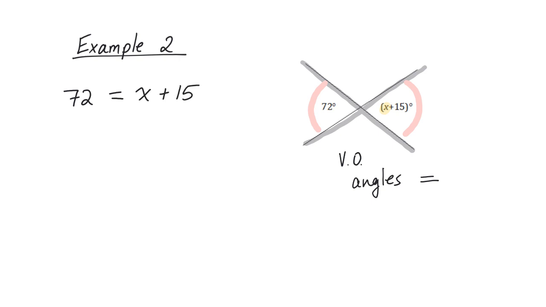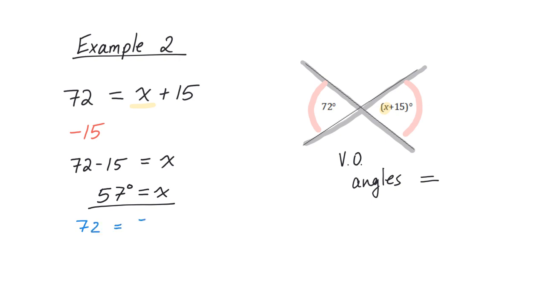In order for me to find what x is, I need to subtract 15 to see what is left over. So 72 minus 15, whatever is left over must be x, which gives me that x is 57 degrees as my final answer. And you can always check your work. Is 72 the same as 57 plus 15? Yes, it is.